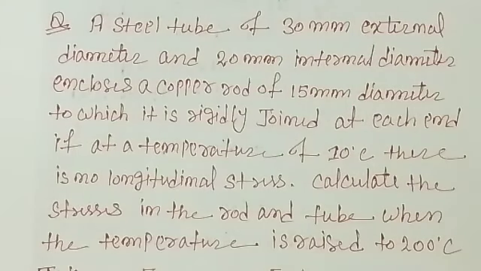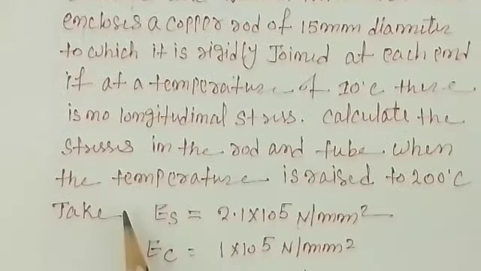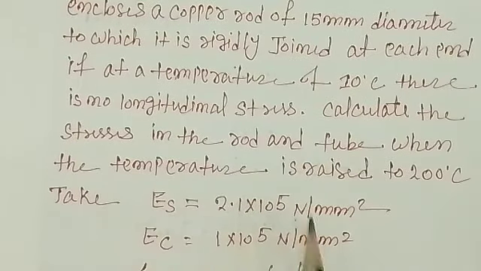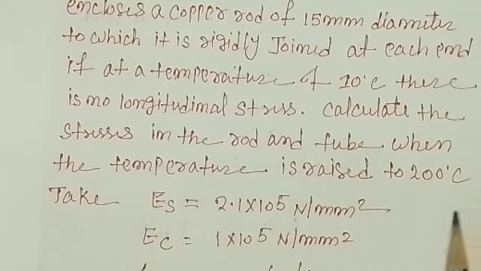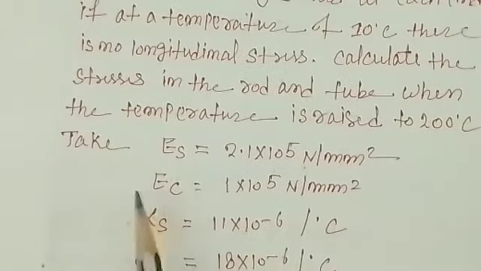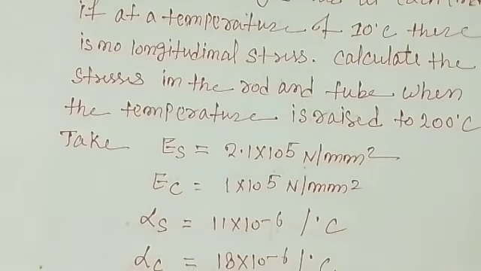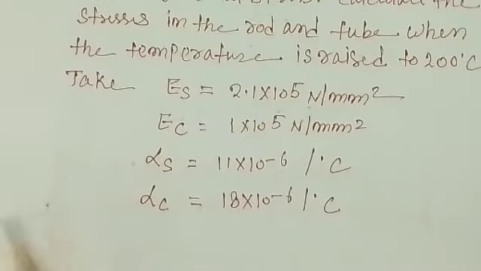So the steel and copper is a composite section, right, to which it is rigidly joined at each end. If at a temperature of 10 degrees centigrade there is no longitudinal stress, calculate the stress in the rod and tube when the temperature is raised to 200 degrees centigrade. Take Young's modulus for steel, that is ES, as 2.1 into 10 to the power 5 Newton per mm square, and for copper 1 into 10 to the power 5 Newton per mm square. Then alpha S, the coefficient of linear expansion for steel, is 11 into 10 to the power minus 6 per degree centigrade, and alpha C for copper is 18 into 10 to the power minus 6.